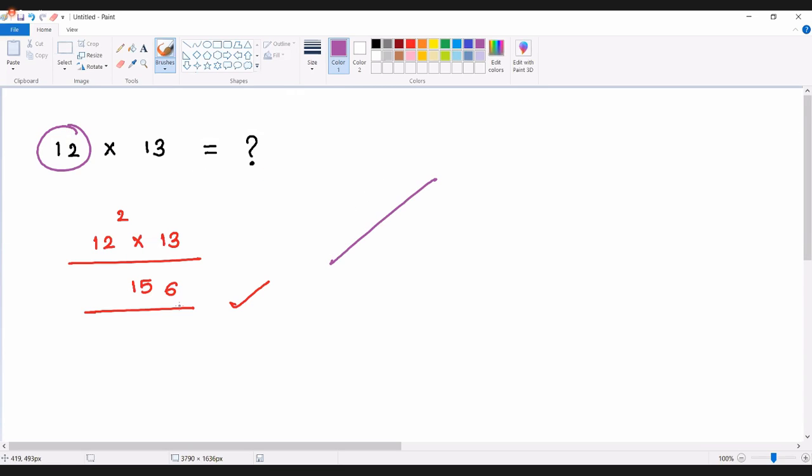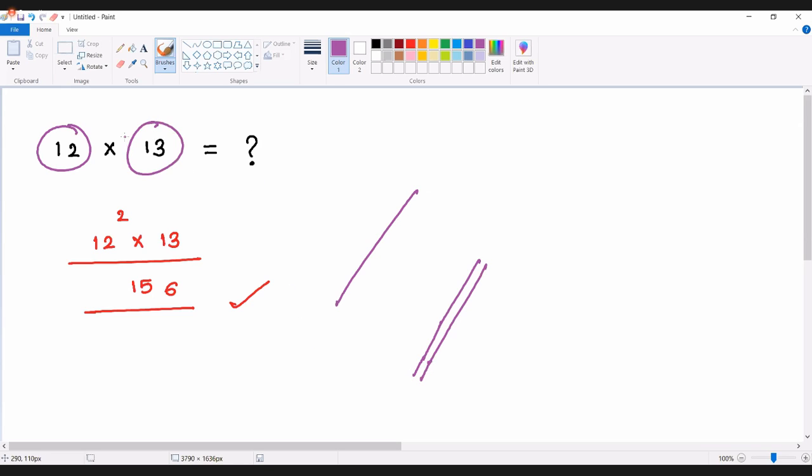12 means the first digit is going to be 1, and the second digit is going to be 2. I'm just representing 12 like this. So please observe once again. 12, the first digit here is going to be 1. I'm representing 1 like this. The second digit is going to be 2. I'm representing 2 like this.